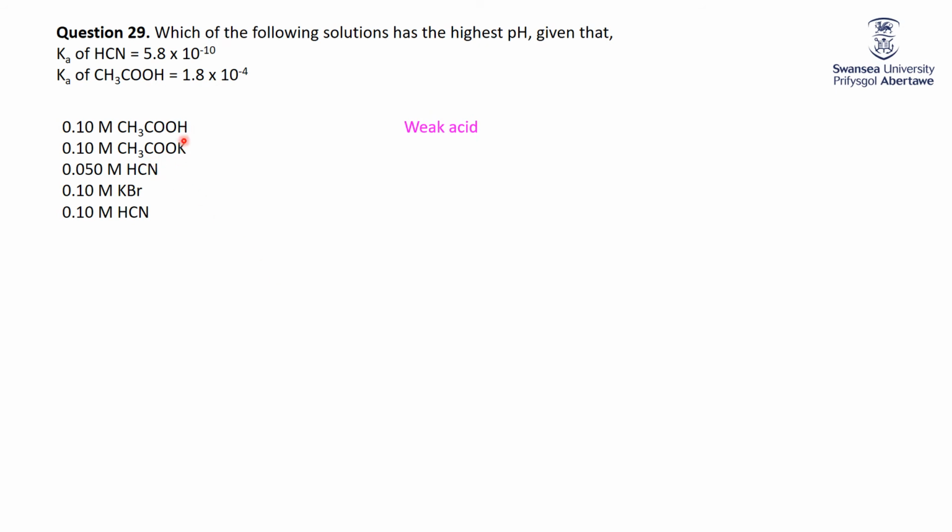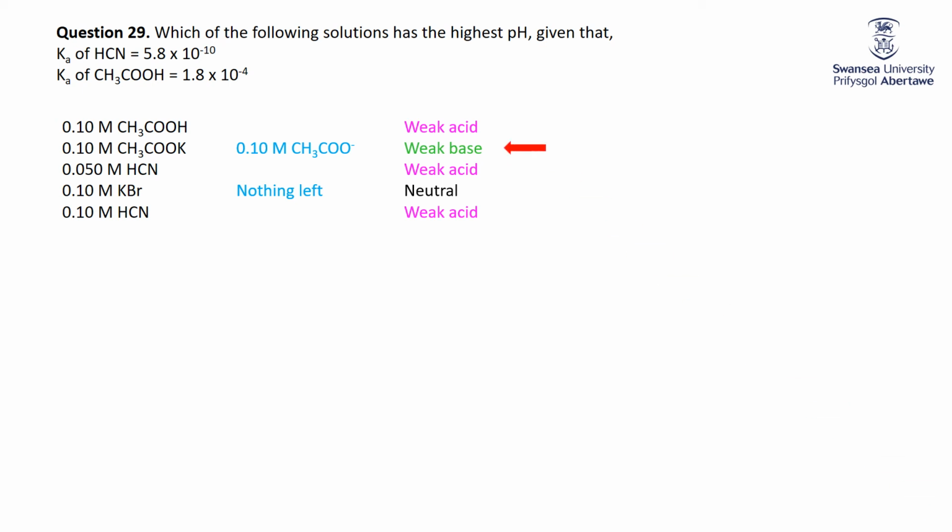CH3COOK: K plus is a spectator ion, leaving you with CH3COO minus, which is an anion, and therefore a weak base. HCN is, of course, a weak acid. KBr: both K plus and Br minus are spectator ions, so it's neutral. And HCN is, of course, a weak acid. So which is the highest pH? Well, the only one that is basic.